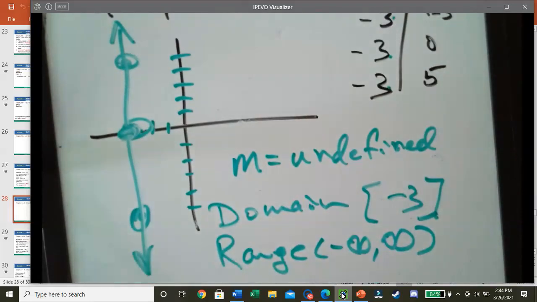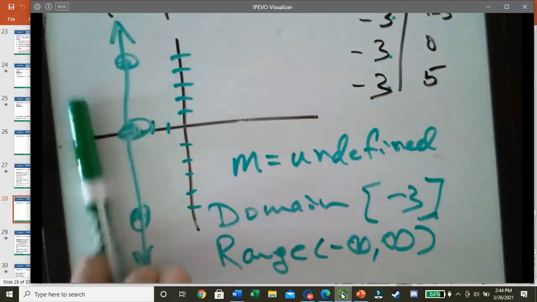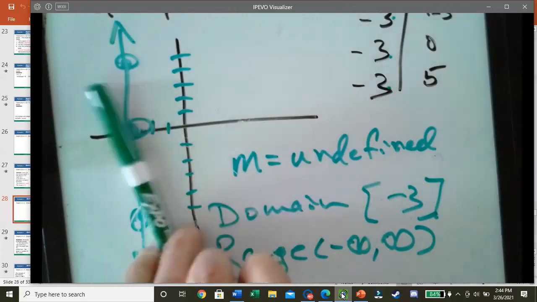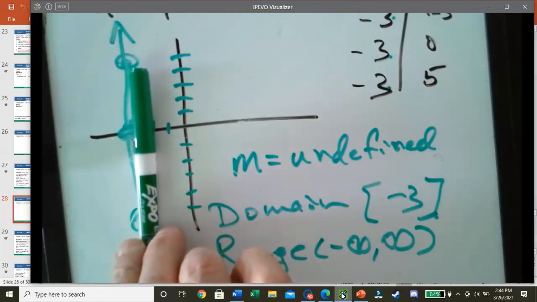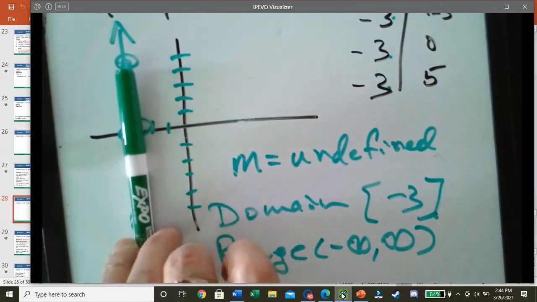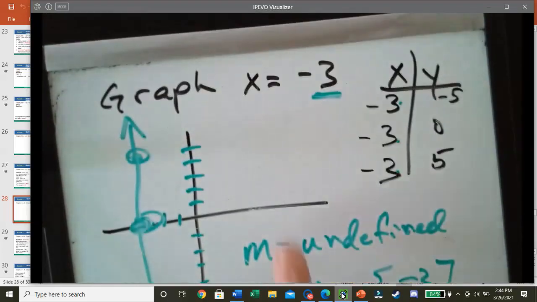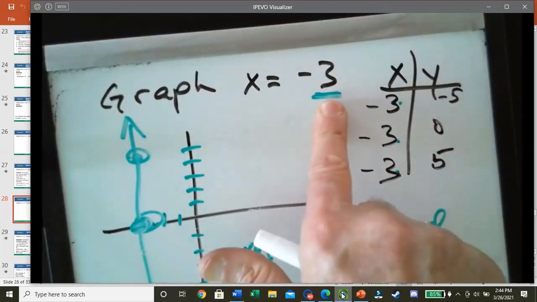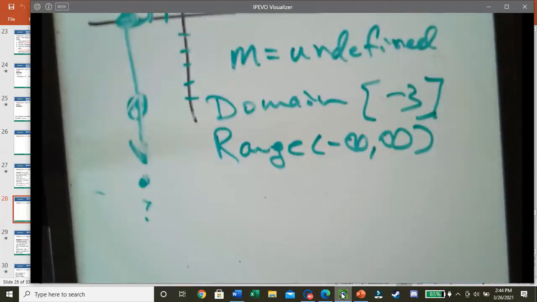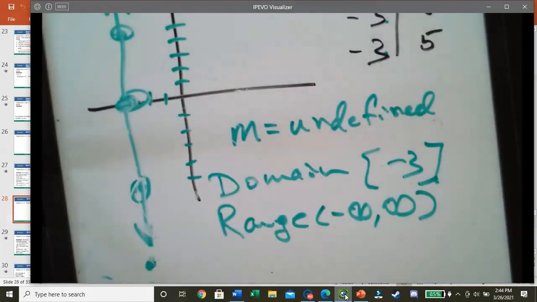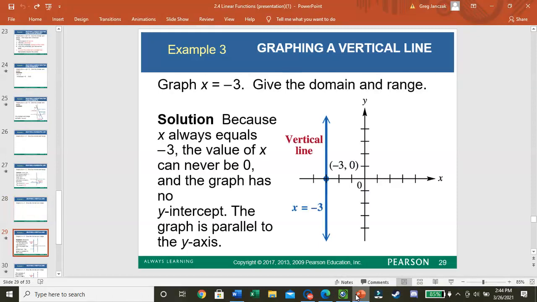Okay. So again, I was telling you that if the line is vertical or horizontal, you won't have negative infinity to infinity for both domain and range. This time, only the range is all real numbers, or negative infinity to infinity. The domain is a single number, and you just have to look at what that is. Okay, questions there? Alrighty.